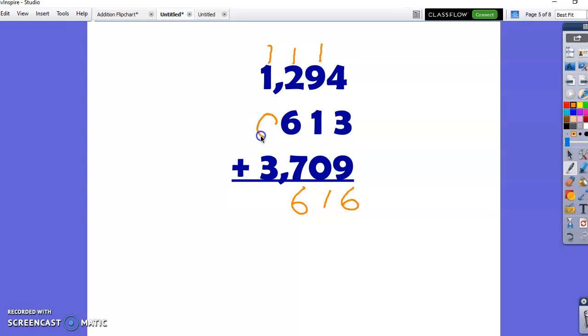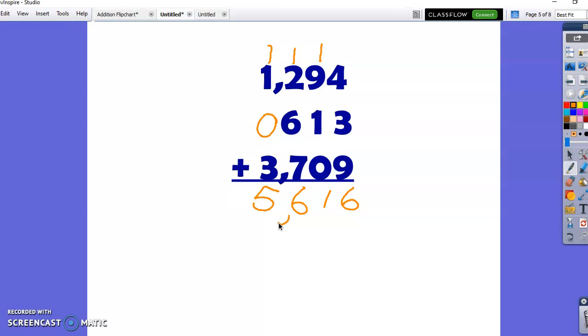If you need to put a 0 in to do your place value, that is fine. Place value holder is fine. So 1 plus 1 is 2, plus 0, still 2, plus 3, which is 5. And then you count 1, 2, 3, stick in your comma. Your answer, or sum, should read 5,616. Check your answer. Make sure you have that written in your journal.